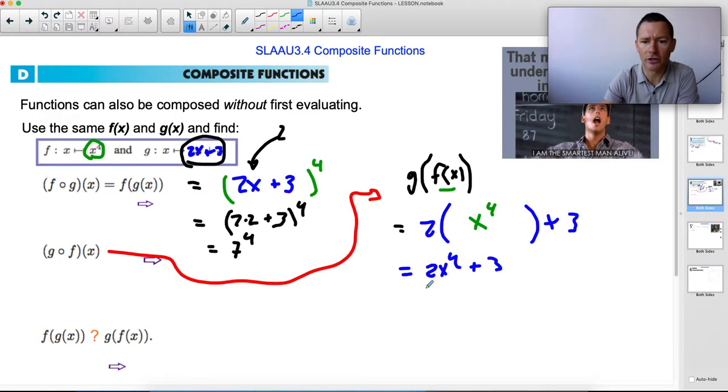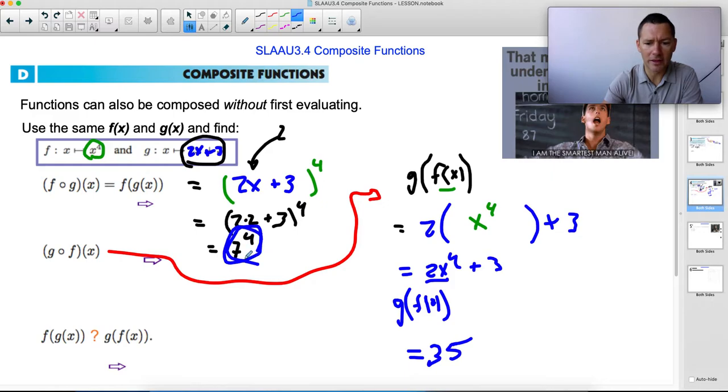We could totally try g of f of 2 now. Just means put a 2 into there. So this would be 2 to the 4th, 2, 4, 8, 16, times 2, 32, plus 3, 35, just like we thought. Yeah? So if you evaluate the other one, it's really big.